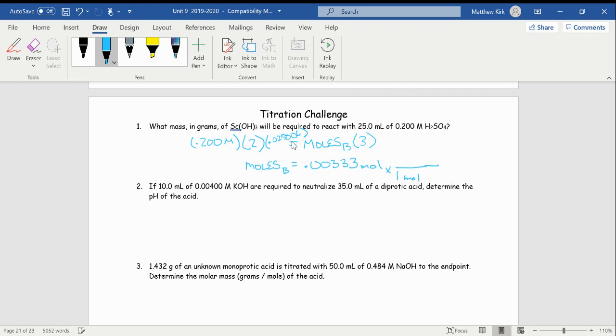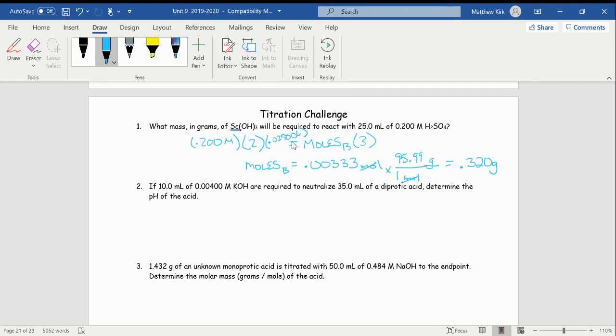What do I need to know to go from moles to grams? I'll give you a hint: it involves the periodic table. We need to get our molar mass of scandium hydroxide. Molar mass should be 95.99. So after I multiply through and divide by 1 mole, well, really dividing by 1 does nothing, I get that final answer of 0.320 grams of scandium hydroxide.